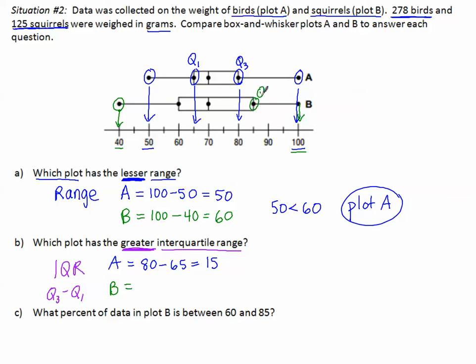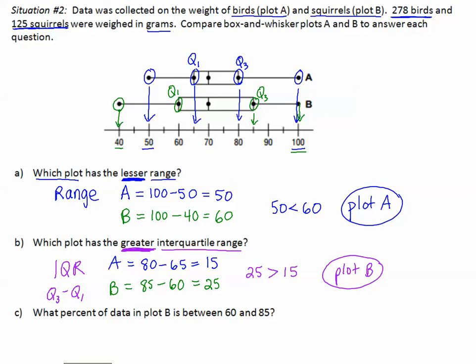For plot B, Q3 is here. That is at 85. Q1 is here, lower quartile, that is at 60. So that makes 25. We're asked to find the greater interquartile range. Well, 25 is greater than 15, so that would be plot B. Remember always to answer the question that's being asked.